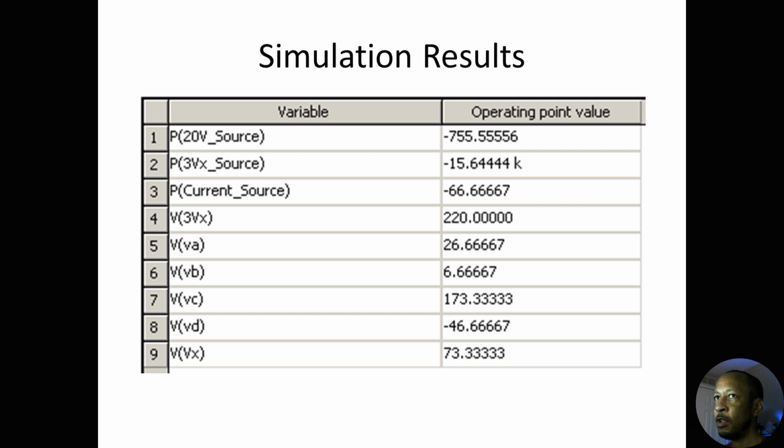So for my simulation results, I have the power of the 20 volt source is negative 755.55. The power of the 3Vx source is negative 15.64 K. The power of the current source is negative 66.67. Then 3Vx equals 220. VA equals 26.67, VB equals 6.67, VC equals 173.33, VD equals negative 46.67, and Vx equals 73.33.